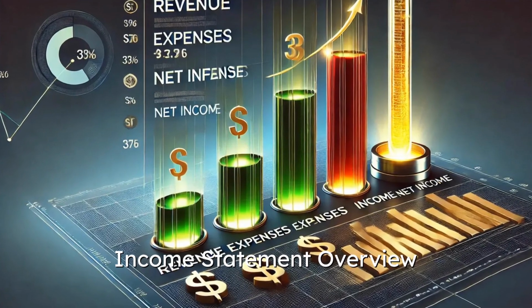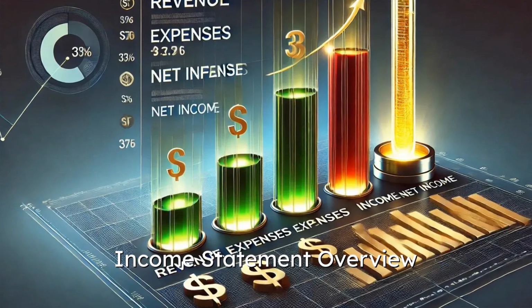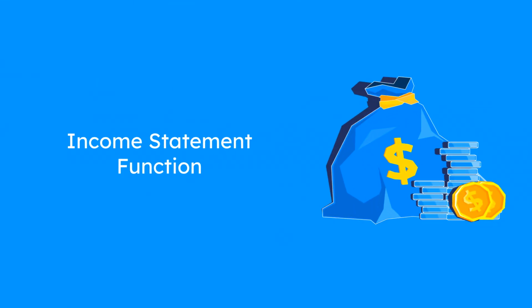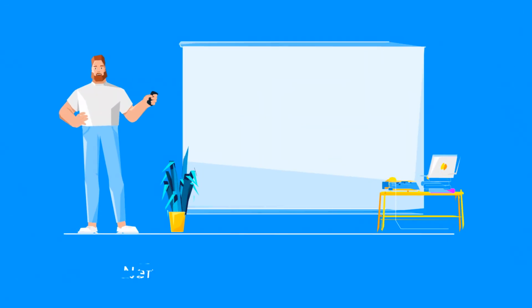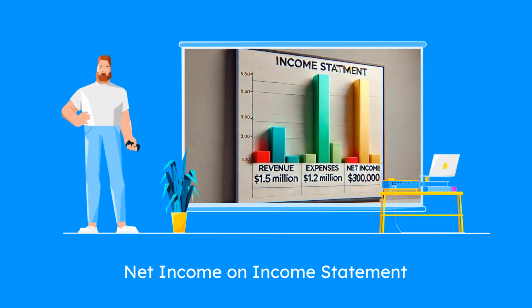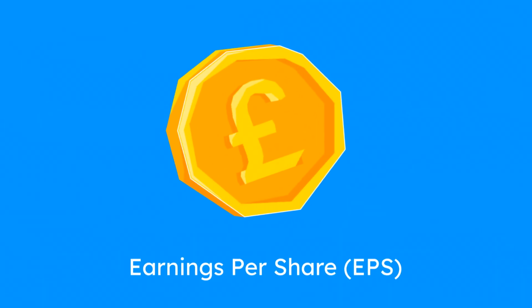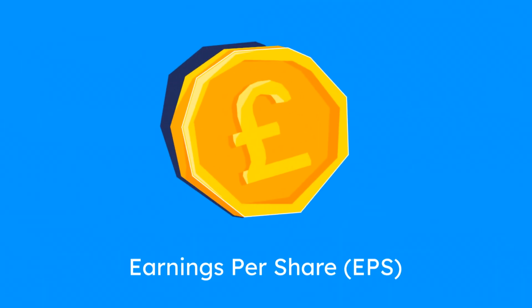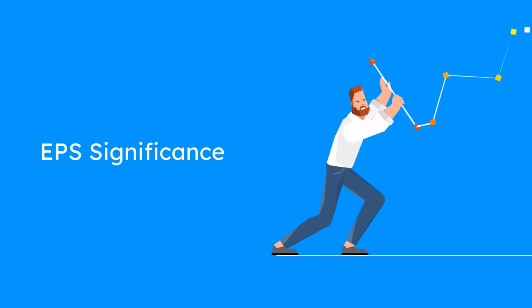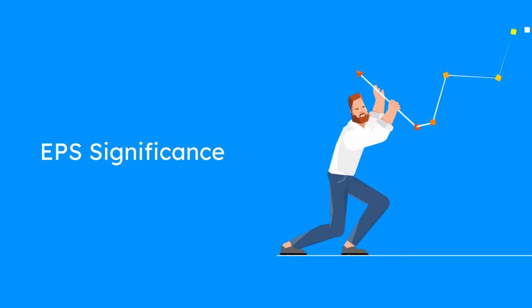Second, income statement, the profit and loss story. The income statement is where you find out if a company is making money. It details revenues, costs, and profits over a specific period. It includes net income, the bottom line that shows how much profit the company keeps after all expenses. Earnings per share, how much profit is allocated per share: net income divided by outstanding shares. A higher EPS indicates greater profitability.